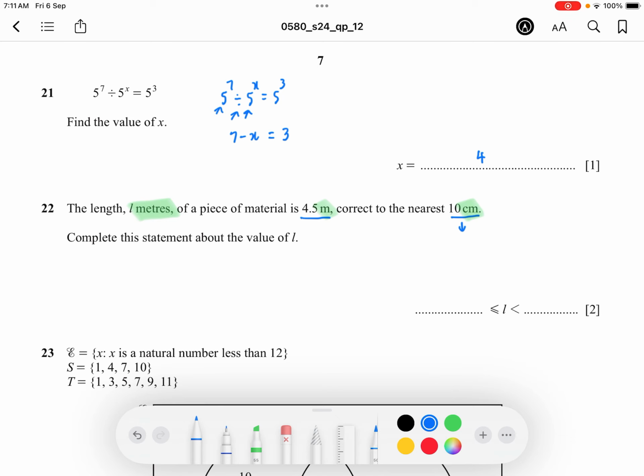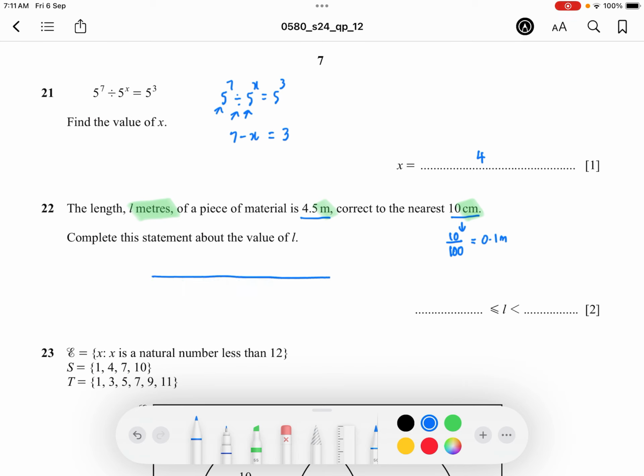Smaller unit to bigger unit, so you divide. So 10 divided by 100, why 100? Because 1 meter is 100 centimeter. So that is equal to 0.1 meter. So for this question, the rounding off is correct to the nearest 0.1.